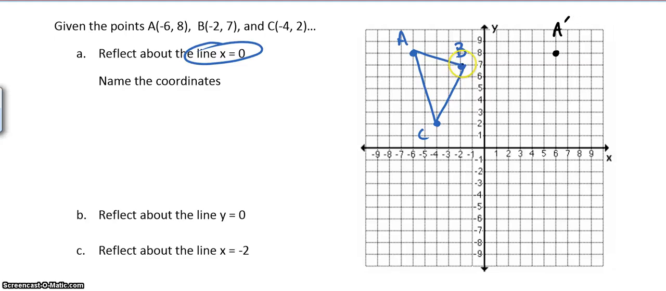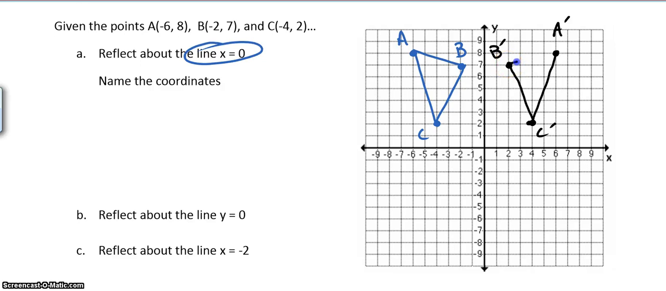Now here I'm going to go 1, 2 units. And I'm going to call this B prime. And then C is 1, 2, 3, 4 units. So I'm going to go 1, 2, 3, 4 units and call that C prime. And there's my triangle there.